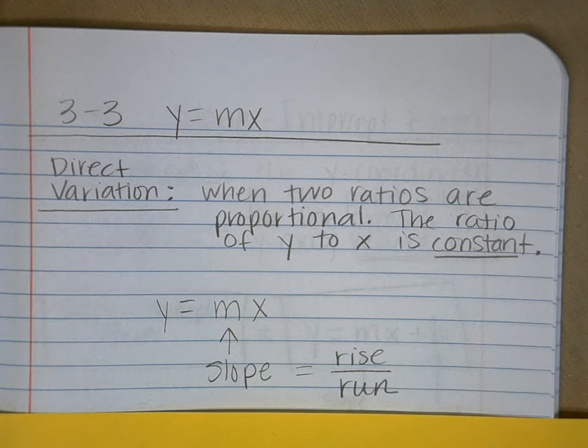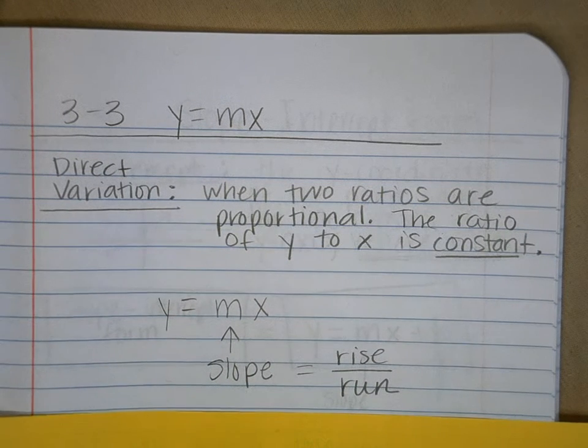What if I said y equals x? What is the slope of that equation? 1. Good. Not x. It's 1 because there's that imaginary 1 in front, right? Okay. What if I said y equals negative x? Negative 1. You guys are quick today. All right.